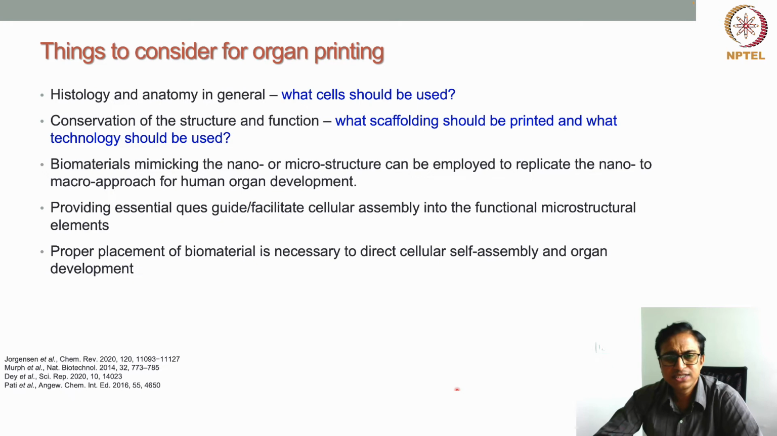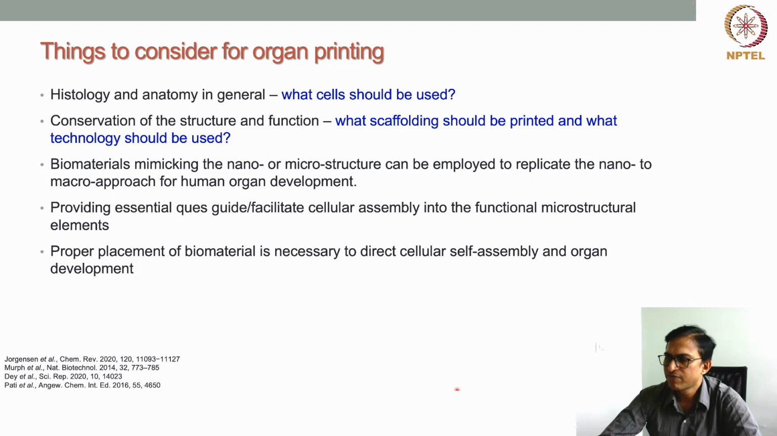Other than this, when you put cells together, they generally have an intelligence so that they can assemble together and drive tissue formation. The cells assemble, produce their own extracellular matrix, and then build the tissue. But certain essential cues are required to guide or facilitate that cellular assembly, so that functional microstructural elements of an organ or tissue can develop. This is another area where biomaterials can help, by providing guidance for the cellular assembly.